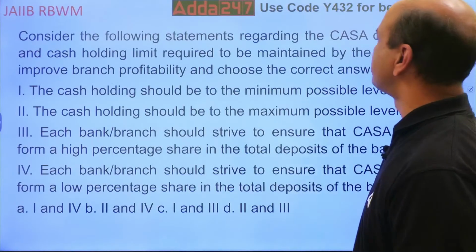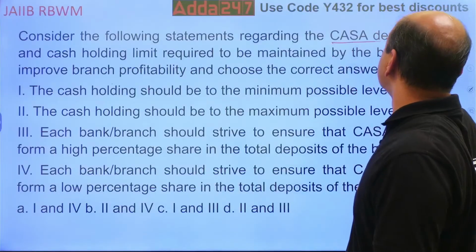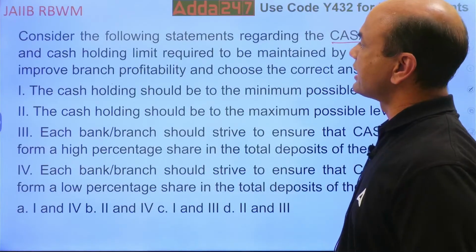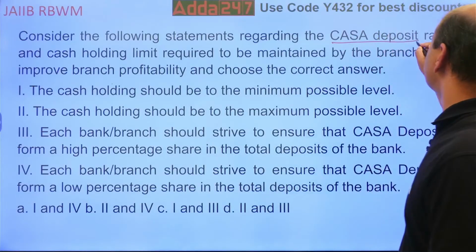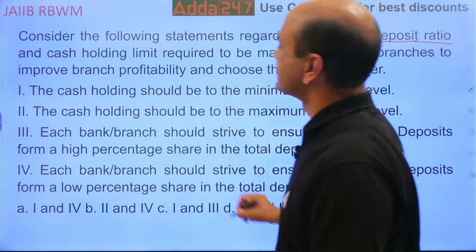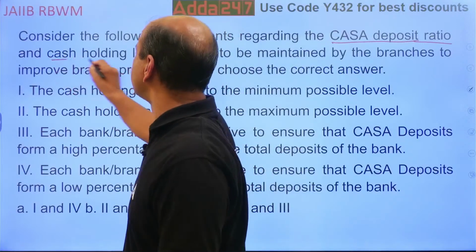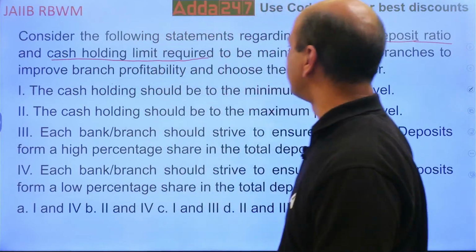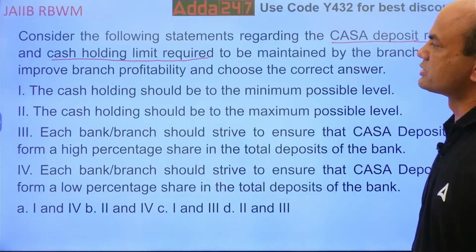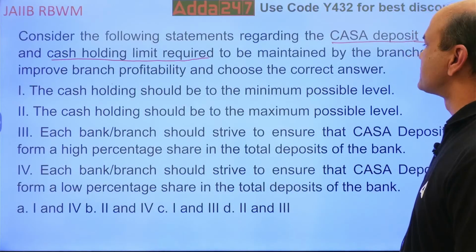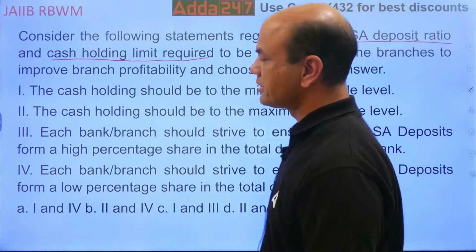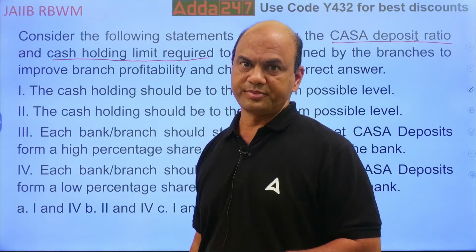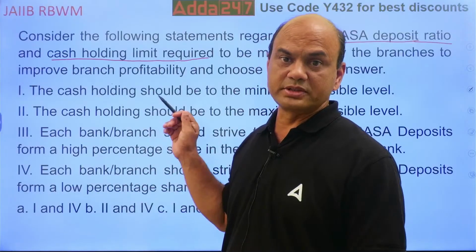Consider the following statements regarding CASA deposit ratio and cash holding limit required to be maintained by the branches to improve the branch profitability, and choose the correct answer. So consider these statements regarding CASA deposit and cash holding.